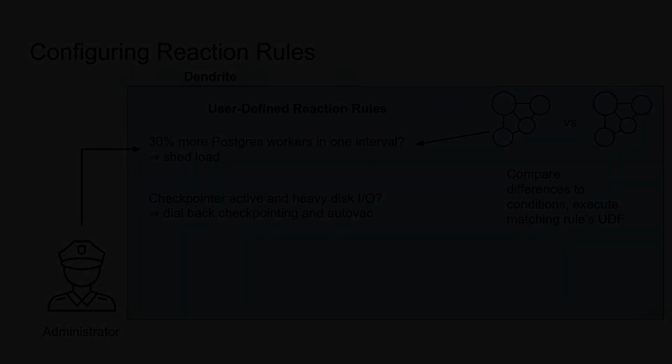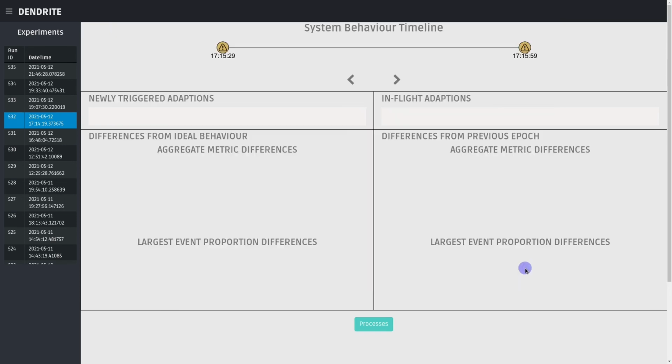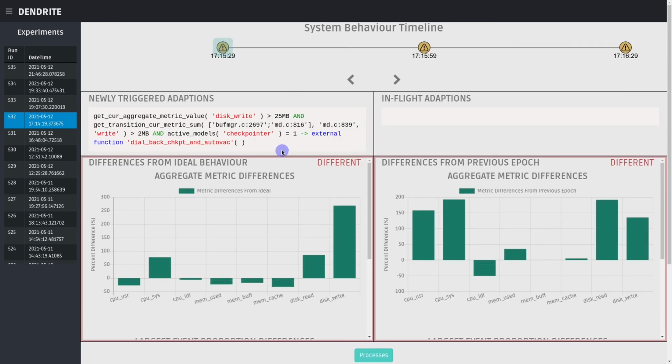With this in mind, we will now further demonstrate Dendrite's utility by rectifying excess disk I/O due to auto-vacuuming and checkpointing in PostgreSQL. We start in the second time interval, where Dendrite has recognized a behavior change and responded accordingly. We see a large, disproportionate number of disk reads compared to the expected behavior. We also see that Dendrite has matched and evaluated the following reaction rule. Specifically, if the amount of data written in this interval is greater than 25 megabytes, and more than 2 megabytes of that is due to page flushing, the associated events in this rule, and the checkpointer is active, then dial back the frequency of checkpointing and auto-vacuum to reduce disk pressure.